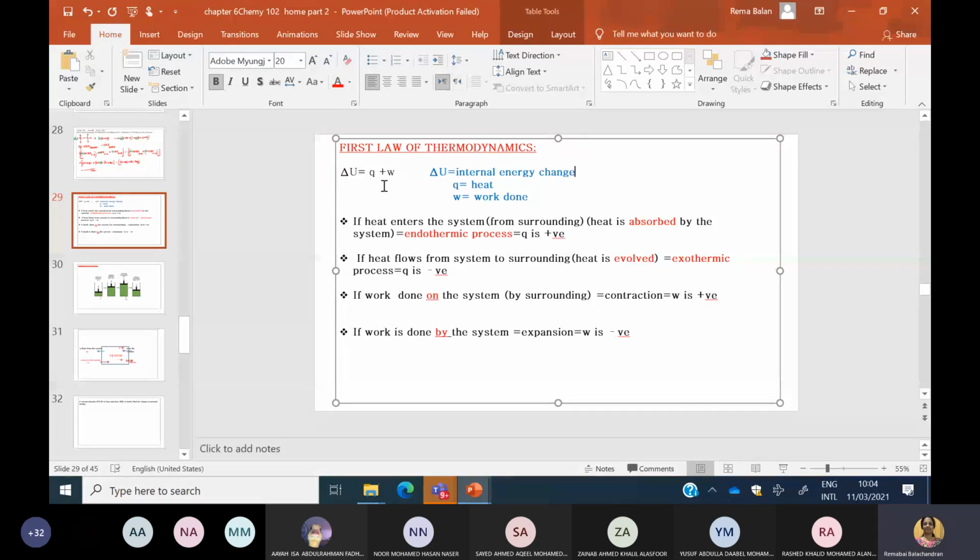Now Q, of course, is heat evolved or absorbed. W is work done. It can be work done by the system or work done on the system. There are two types. Work done, all of you know.